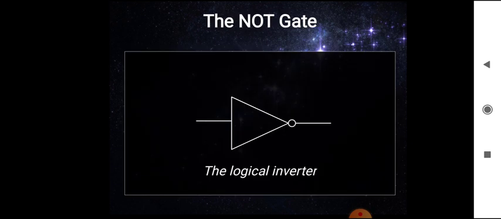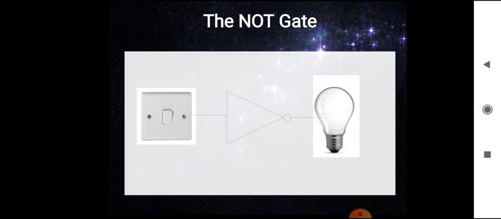So coming to the next logic gate, that is NOT gate. Generally all logic gates have two inputs and one output, but this one has only one input and one output. This NOT gate is also called a logical inverter gate. Why are we calling it like this? If we give any input, it will do the opposite of this input. We will get the opposite of the input.